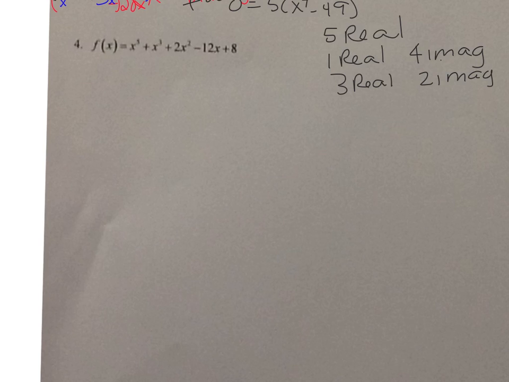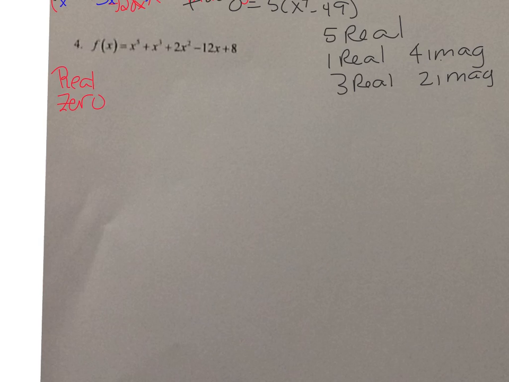All right, so let's see here. I notice that I have an x to the 5th. So I'm going to have to try to find a zero. So let's do the rational zero test. So the real zeros.